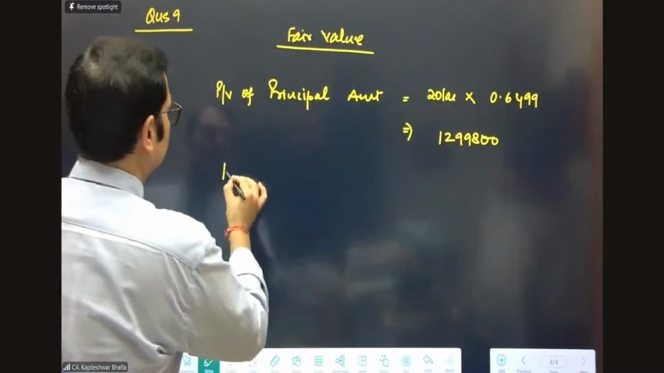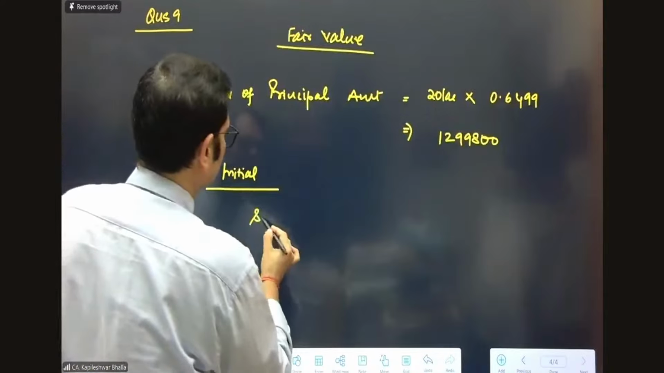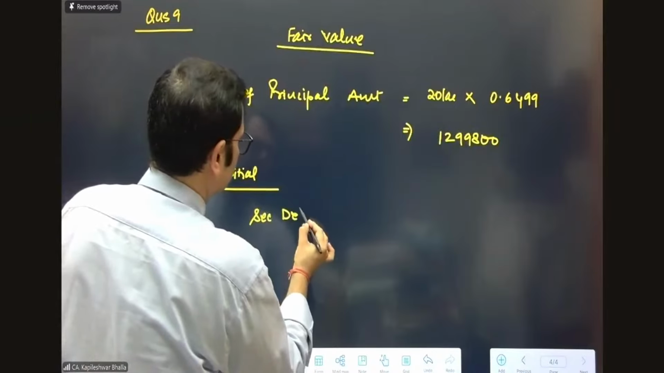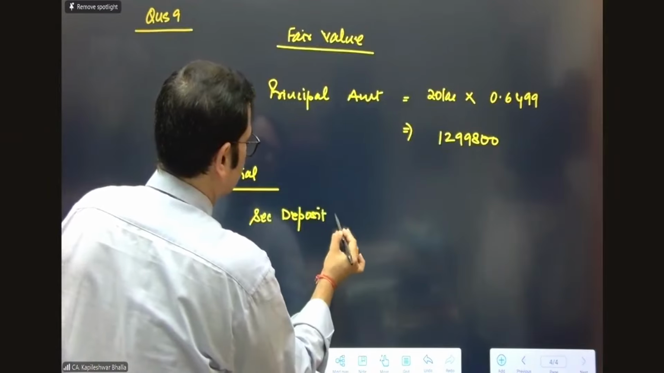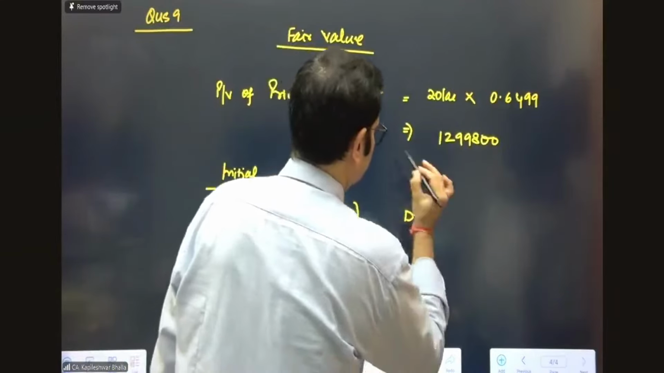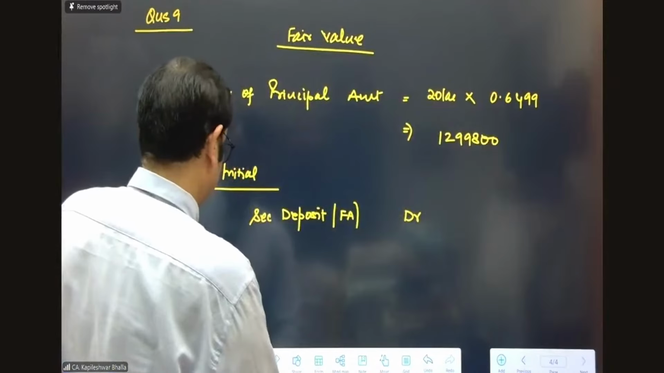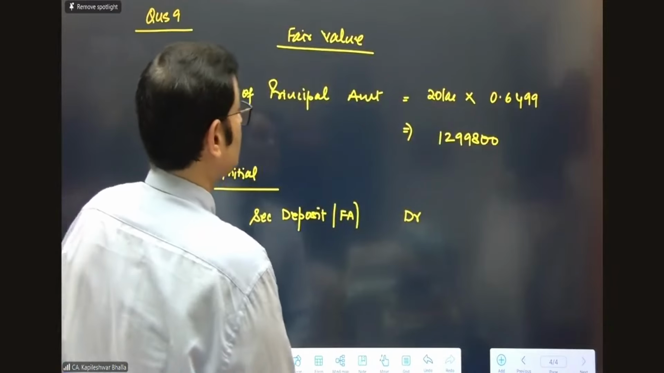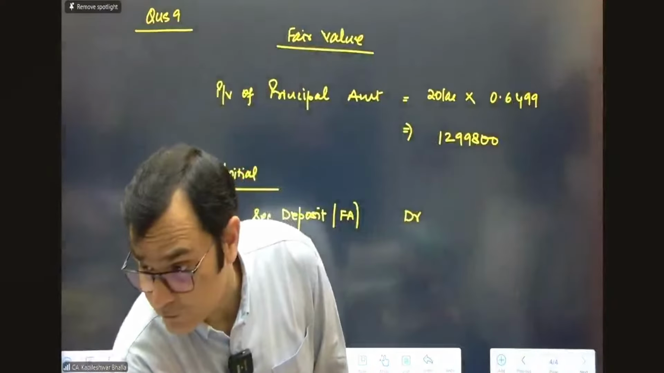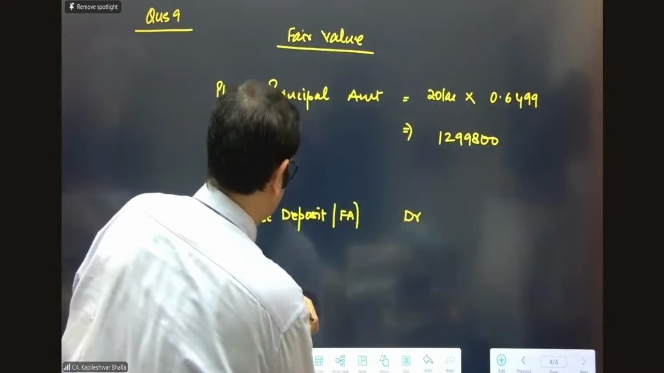So let's see what is the entry which will be done at the initial stage. The security deposit becomes a financial asset. In the brackets, I'll write financial asset, that gets a debit. And in this particular case, we are receiving the deposit. We're looking at the transaction from the point of view of the lessee. And the bank gets a credit.